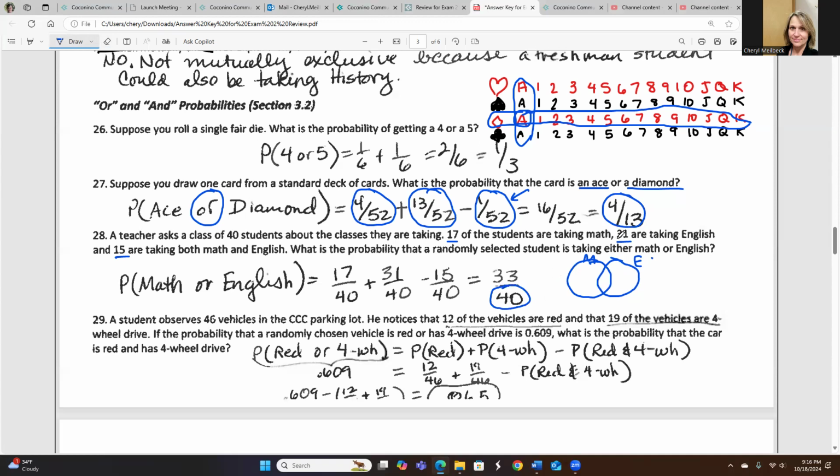17 are math, 31 are English. Notice if we add 17 and 31, we get more than 40 students. So how does that happen? Well, 15 are taking both, so there's 15 in this overlap. So if we look at math with 15 in the overlap, there are only 2 that are taking only math because it said there were a total of 17. So 15 are taking math and English. These other 2 are taking only math to a total of 17. 31 are taking English. Well, 15 of those 31 are also taking math. So if you take 31 and subtract 15, that leaves 16 that are taking only English.